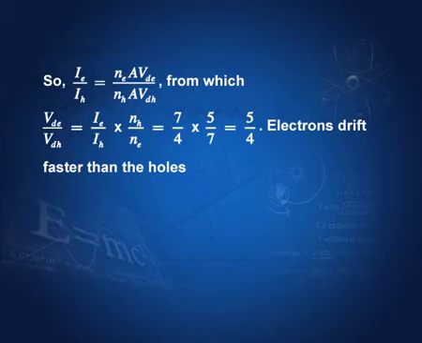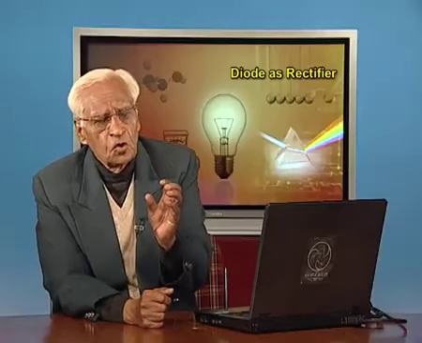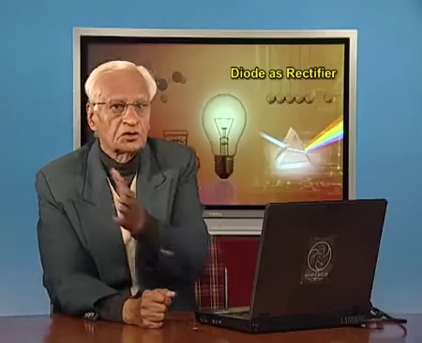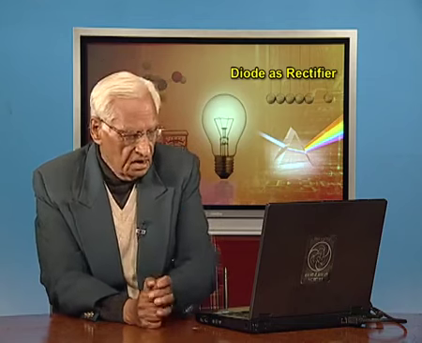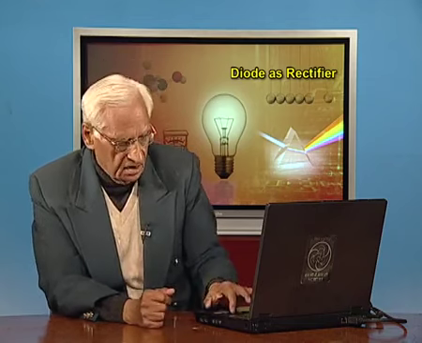So, that means the ratio of drift velocity of electrons and holes is 5/4. That means electrons drift faster than the holes. In fact, we have already come across this statement, because holes are a little sluggish, electrons are more agile, they move faster than the holes.